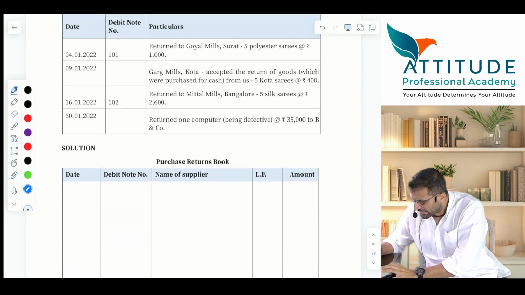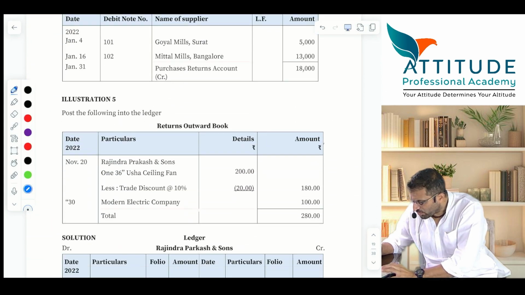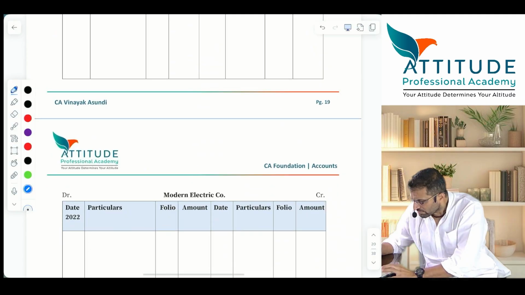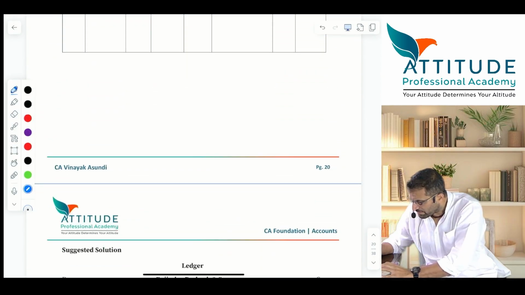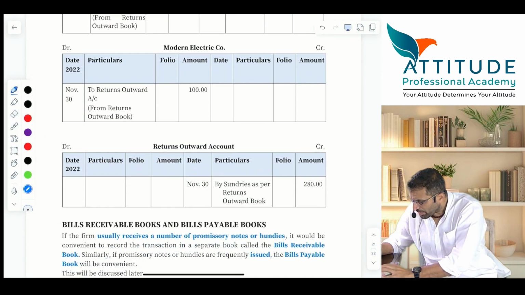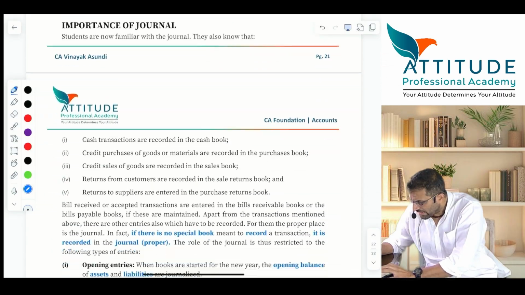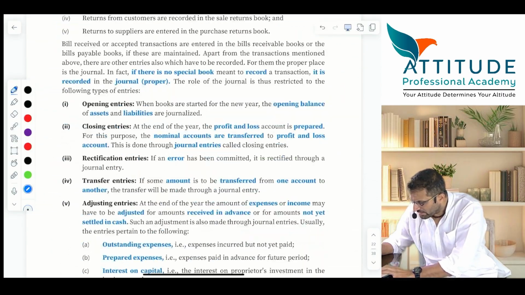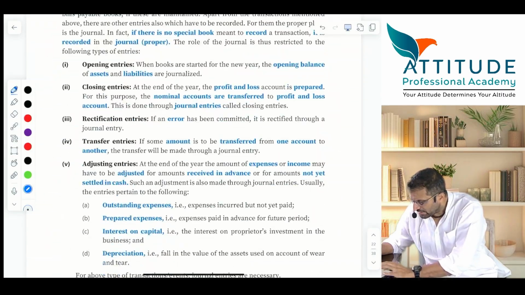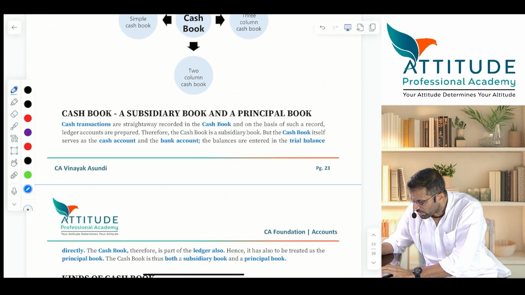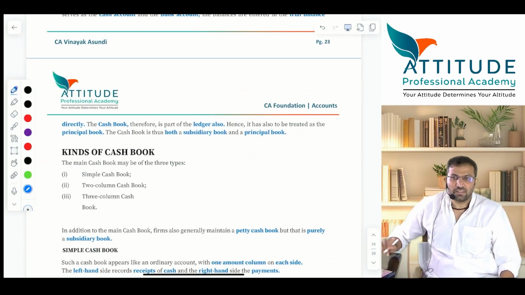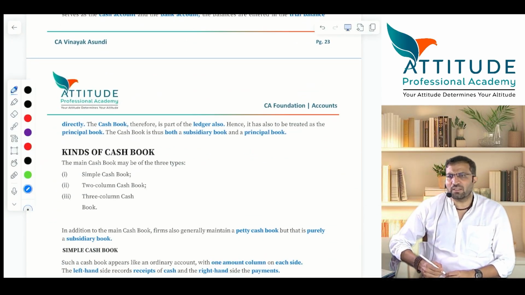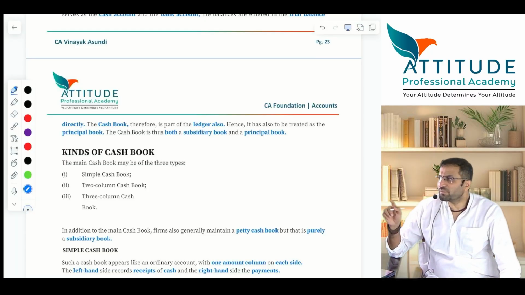So similarly, these are the transactions which you have to work out. Return inward, return outward. Okay, how to prepare ledger, everything is told. Now we'll go to the important thing, which is the cash book. Which book? This is going to be important. And as I told you, cash book is what book?